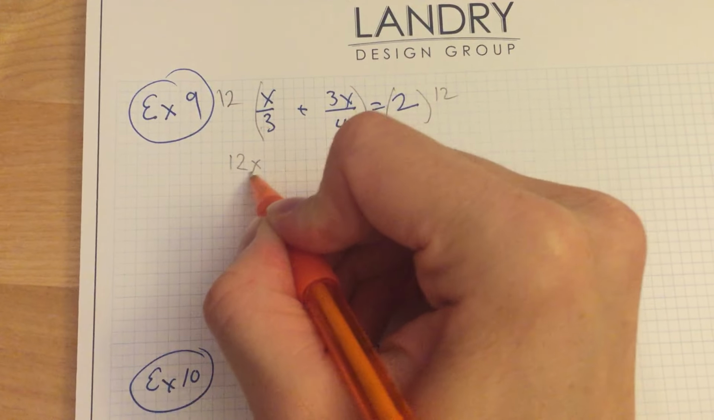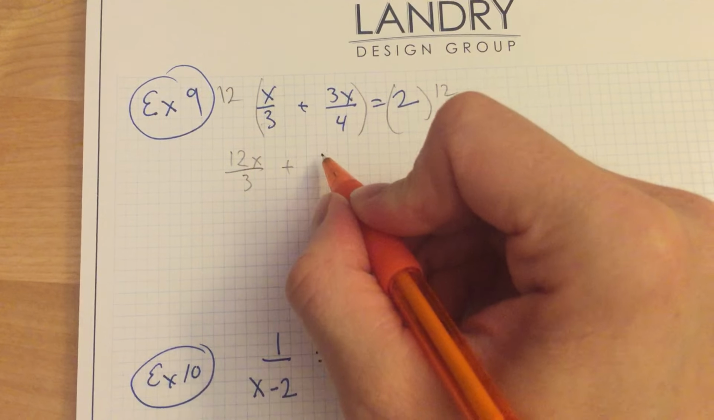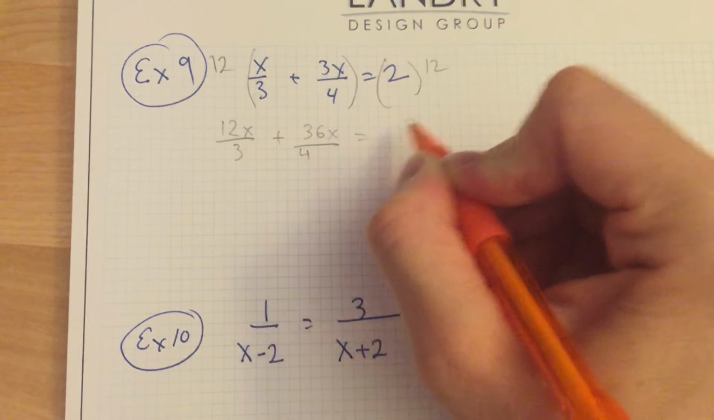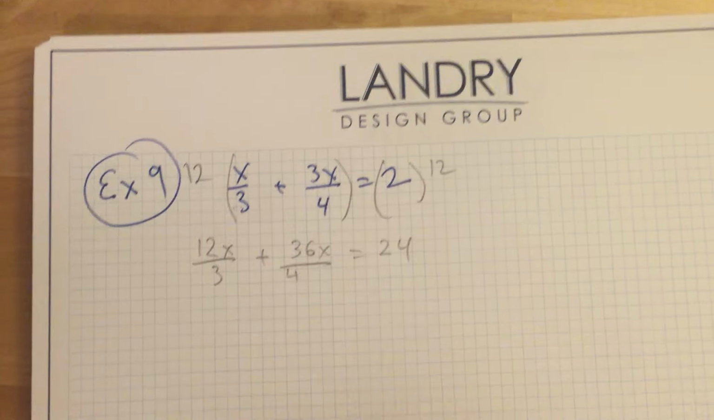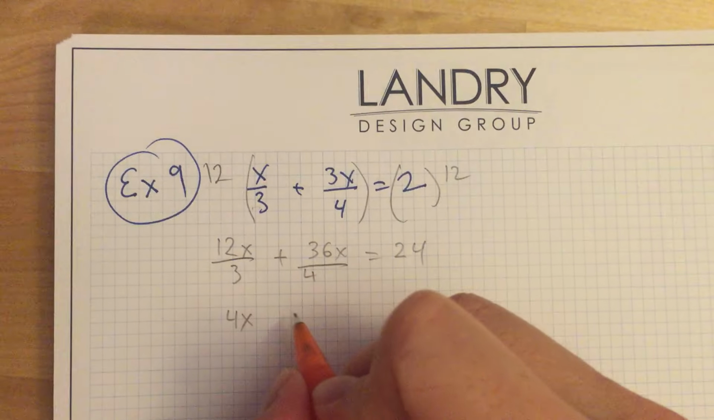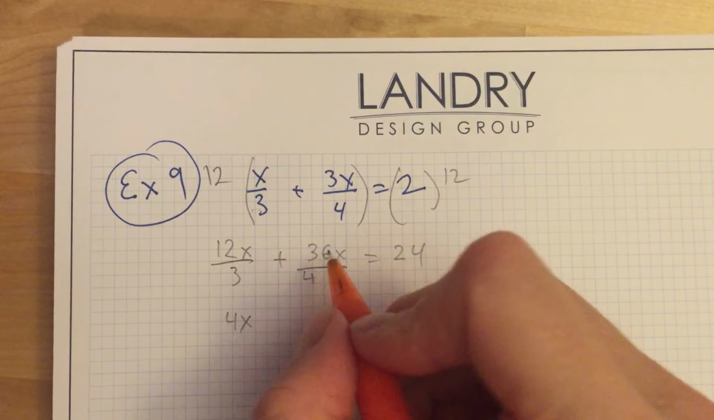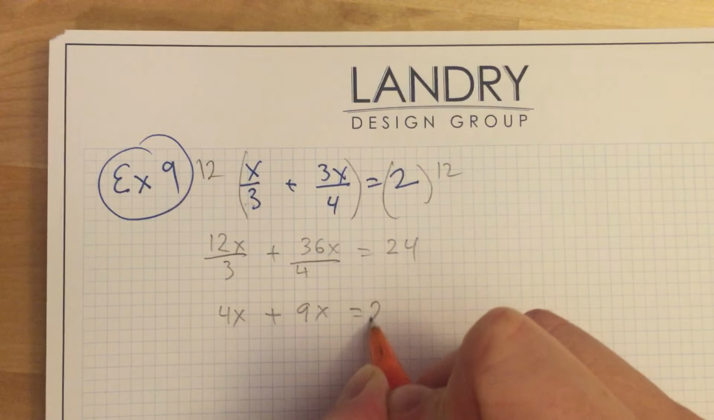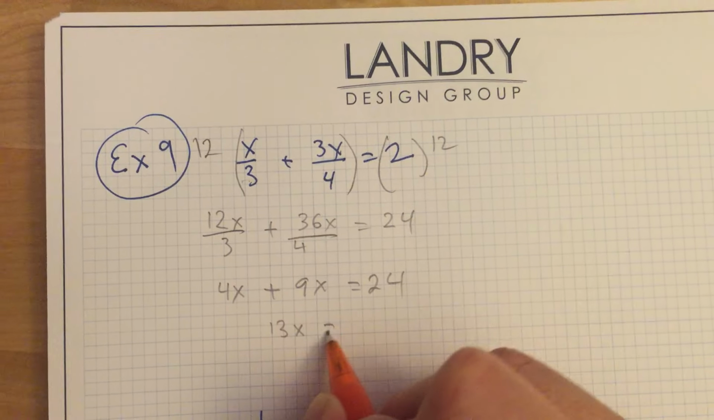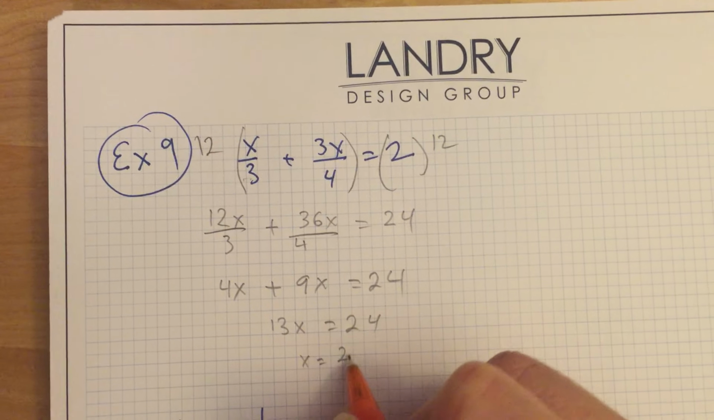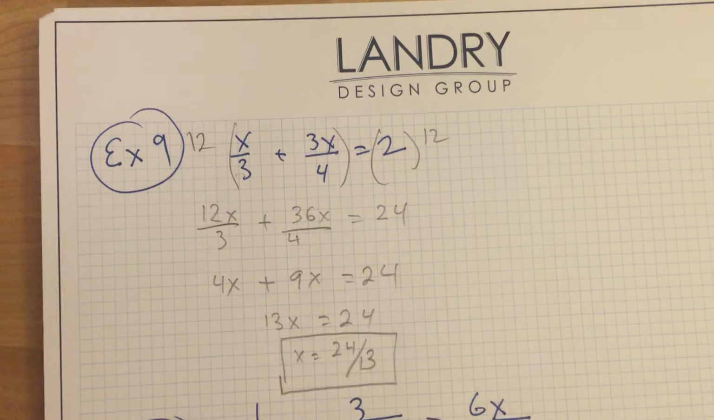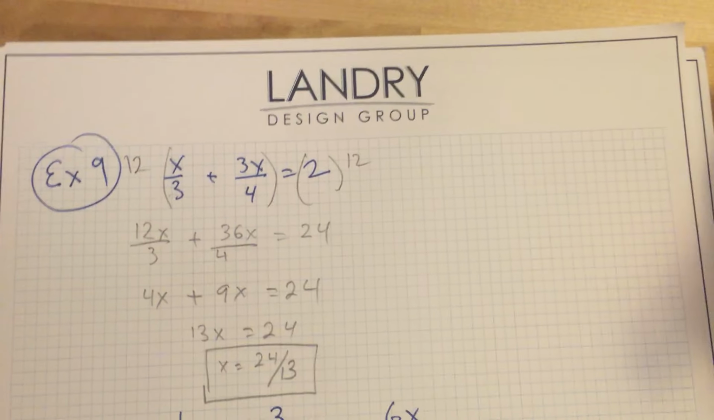So this will become 12x over 3, and then 36x over 4 is equal to 24. Right? So the 3 and the 12 will cancel out, leaving you with a 4x. And then 4 goes into 36 9 times. So 24. Add those together. We get 13x is equal to 24. So x is equal to 24 over 13. And we get our answer.